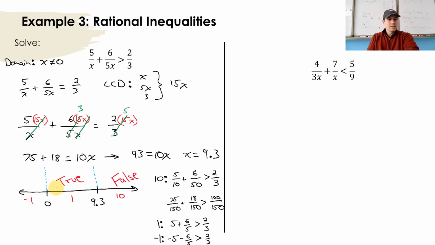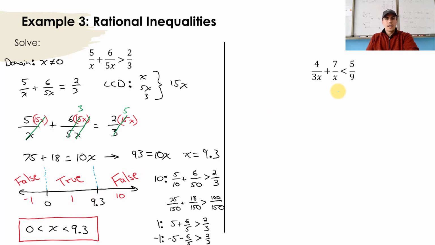That is going to be false, so that interval will be false here. So now my final solution set is just wherever I have a true interval on my number line. Okay, so here it's going to be in between 0 and 9.3. That is my final solution.